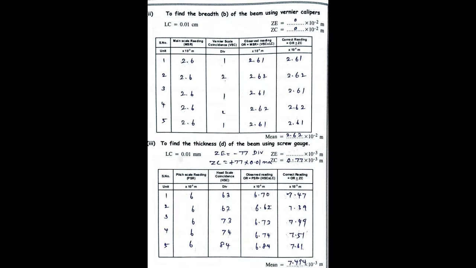And for the thickness of the bar using the screw gauge, initially we find the zero error and zero correction. Here the screw gauge zero error is minus 77 divisions. The correction is plus 77 times the least count, so the answer is plus 0.77 millimeters. Finally, the screw gauge values are added with the zero correction. Here there are 5 thickness values of the bar, and we get the mean value as 7.494 millimeters.